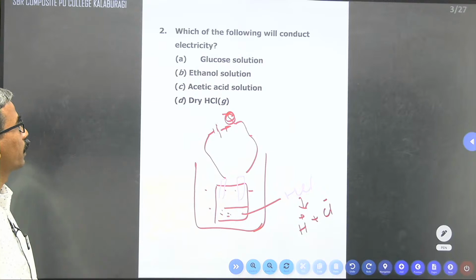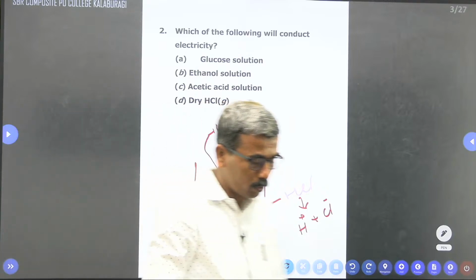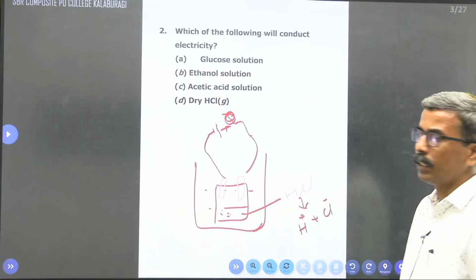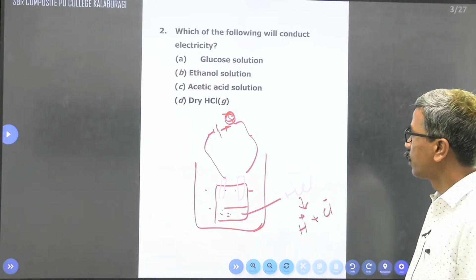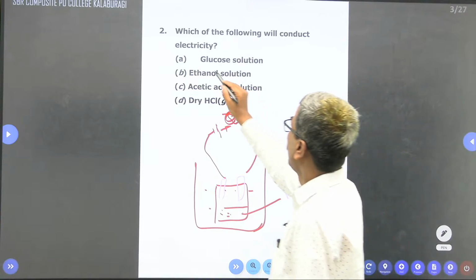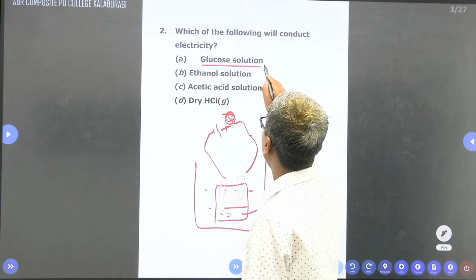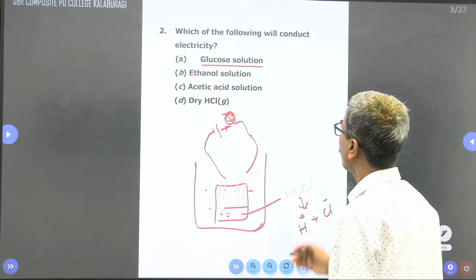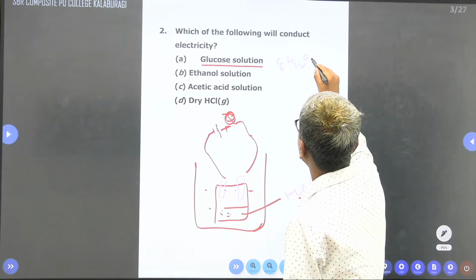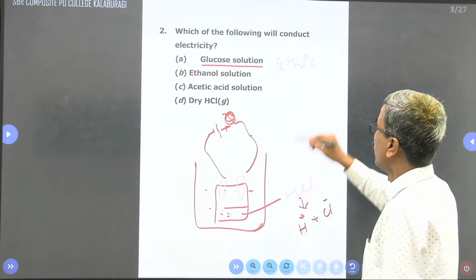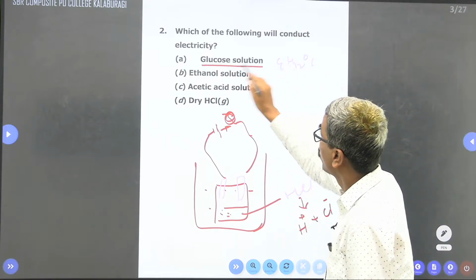Now we are supposed to check, out of the given options, which compound will form ions. Suppose I go with the first option, glucose solution. The formula of glucose is C6H12O6. This compound they have said is a solution.